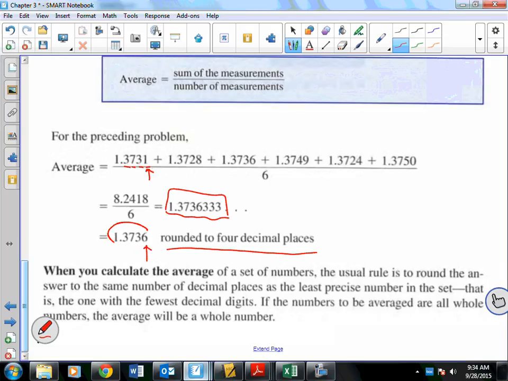I'm going to report this as 1.3736. The reason that I don't round that 6 up to a 7 is because the place value to the right of it was a 3. So when you calculate the average of a set of numbers, the usual rule is to round the answer to the same number of decimal places as the least precise number in the set. That is the one with the fewest decimal digits. And that's because you don't artificially get better tools just because you use math to take an average. That's why we do that.